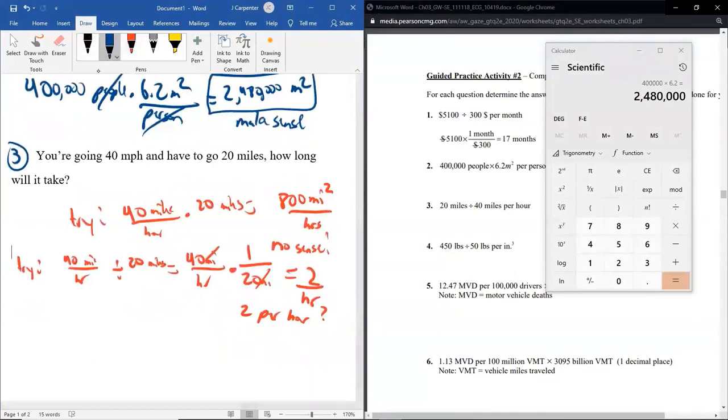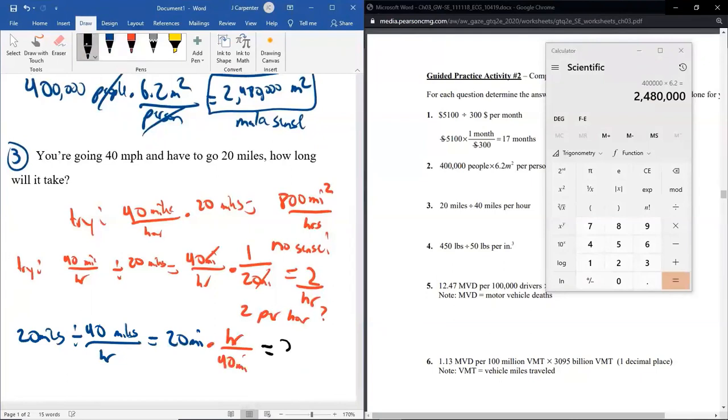So then we do the actual problem. We say, okay, the only thing really left to do is 20 miles divided by 40 miles per hour. Okay, so that's 20 miles times the hours now go on the top, the 40 miles go in the bottom. The 20 and the 40 reduce to a 1/2 or a 0.5 if you do the division. 20 divided by 40 again would be 0.5. The miles cancel, the hours are now in the top, and we have an answer that makes sense.